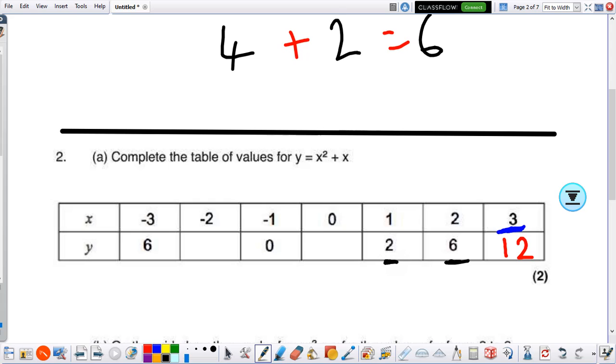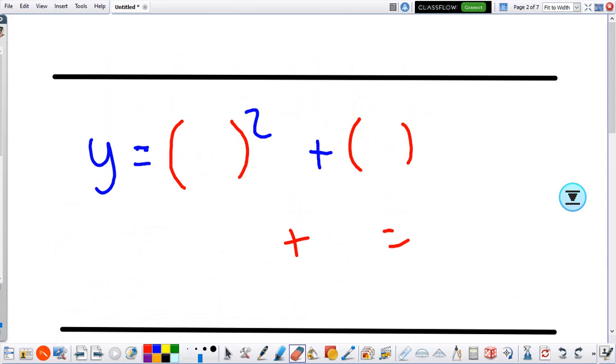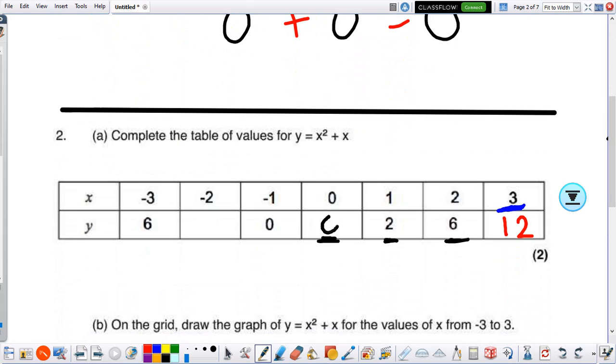The next one they give me, so I don't need to calculate it, I need to know what it is when x is 0. So again, substitute these out, rub these out. 0 times 0 is 0, plus 0 is going to equal 0. So that's going to be 0 there.